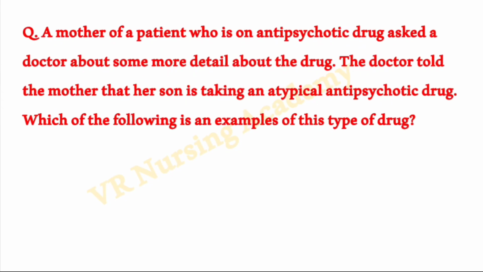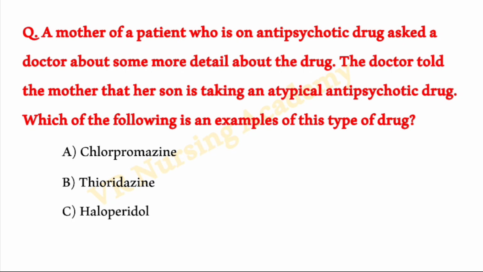First question. A mother of a patient who is on an antipsychotic drug asked a doctor for some more detail about the drug. The doctor told the mother that her son is taking an atypical antipsychotic drug. Which of the following is an example of this type of drug? Option A. Chlorpromazine, B. Thioridazine, C. Haloperidol, D. Clozapine. The correct answer is option D. Clozapine.